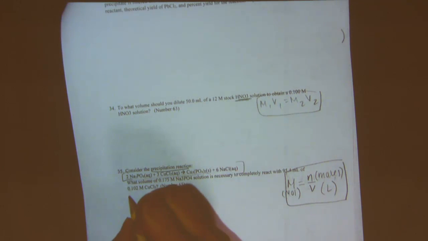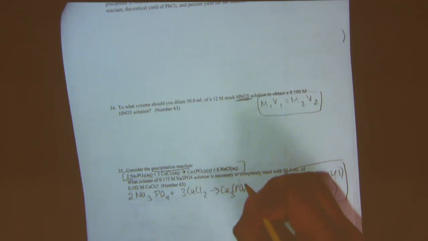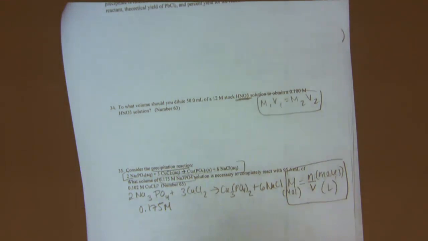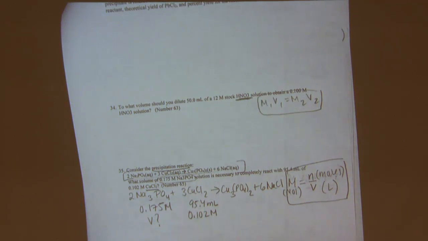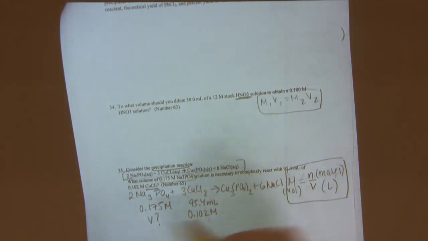Usually how I like to approach this problem, I'm going to rewrite it right here so you can see how I like to do it. I try to break it up so it makes more sense, because when you read it all in one question, they all jumble together, right? So it says volume of 0.175 molarity Na3PO4, so this has a molarity of 0.175 M. Is necessary, so they want us to find the volume of this. Completely react with 95.4 mL of CuCl2 at a molarity of 0.102 M. So this is basically what they're asking me. They gave me 3 values and they want me to find V.